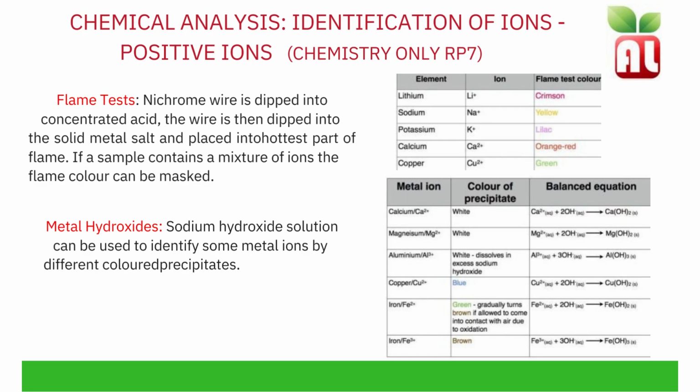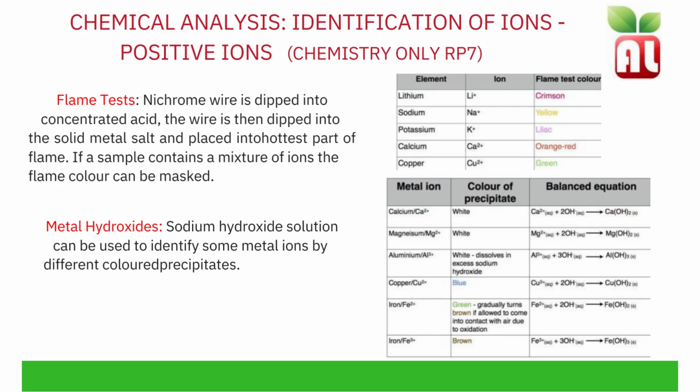Nichrome wire is dipped into concentrated acid. The wire is then dipped into the solid metal salt and placed into the hottest part of the flame. If a sample contains a mixture of ions, the flame colour can be masked.